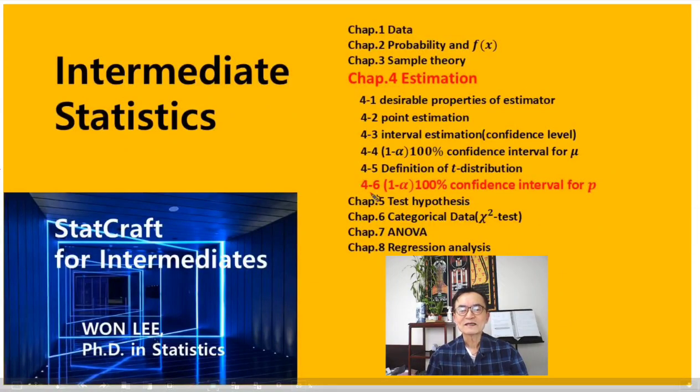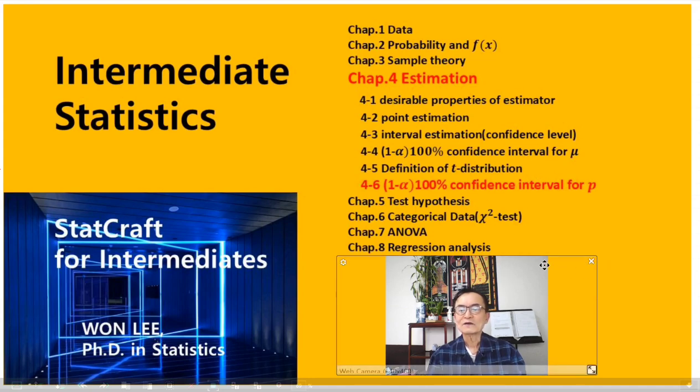Today's topic, section 6: the 1 minus alpha 100% confidence interval for population proportion P. It is very much similar to the confidence interval for population mean mu. That's why I said statistics is simple and easy to understand if you understand the basis. I mean, the 1 minus alpha 100% confidence interval for mean mu is the basis. All right. Let's see.